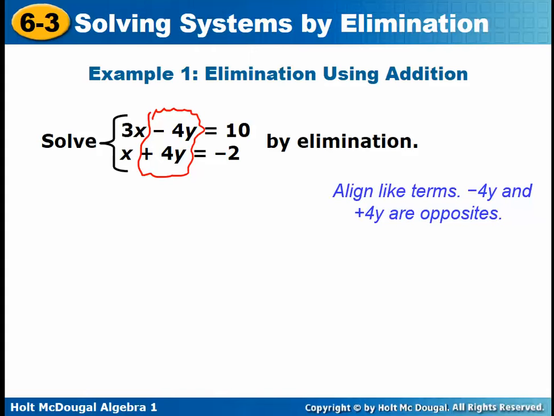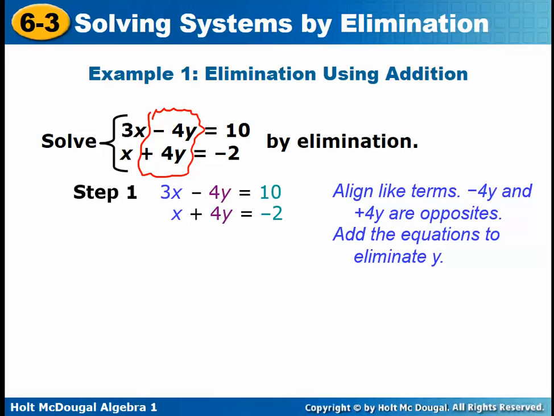Step 1 is that you have x's on top of each other, y's on top of each other, and then the constants. That's already done. Step 1 is good. Step 2 then is to go ahead and start solving these with elimination. If we just add these two equations together, we have 3x plus 1x, and then negative 4y plus 4y, and then 10 plus negative 2. So 3x plus 1x is 4x. Now here we get 0.